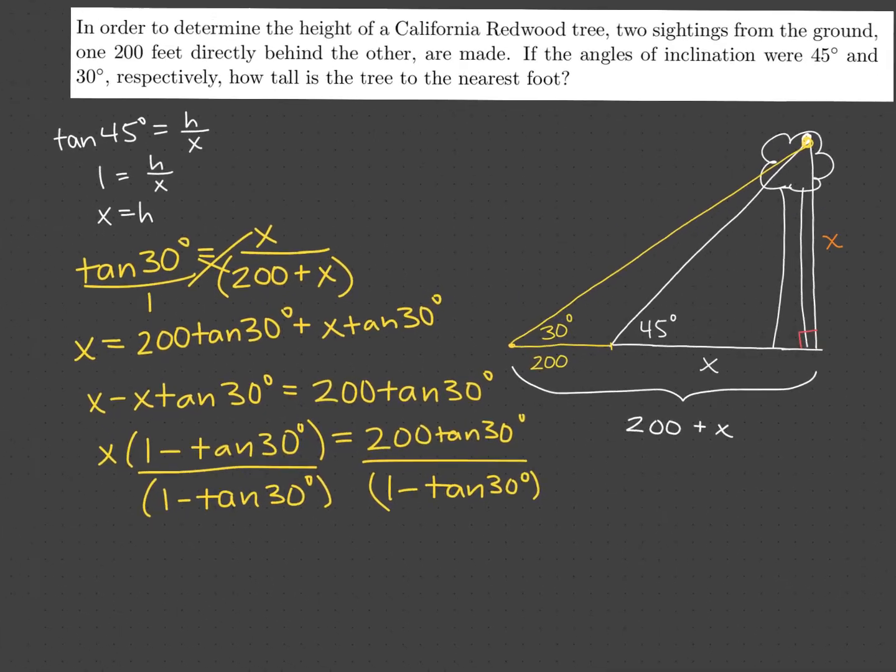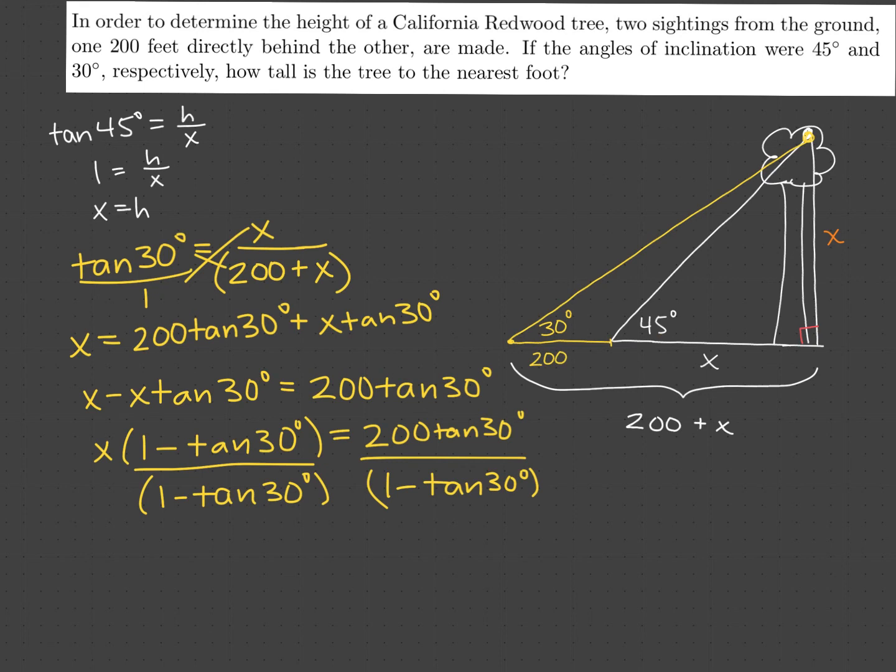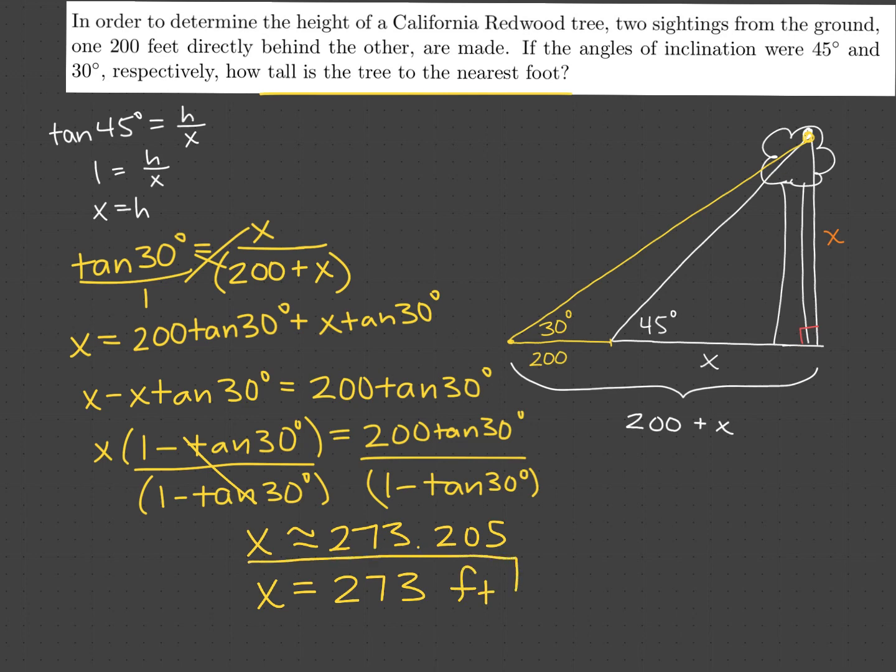Doing that in our calculator, we should get x is approximately 273.205. The directions do ask how tall is the tree to the nearest foot. Therefore, our final answer is 273 feet. That's a tall redwood tree.